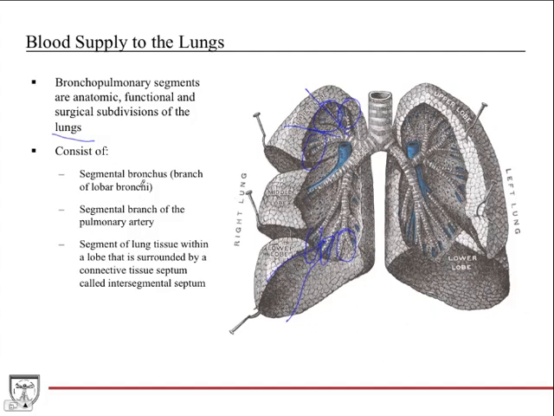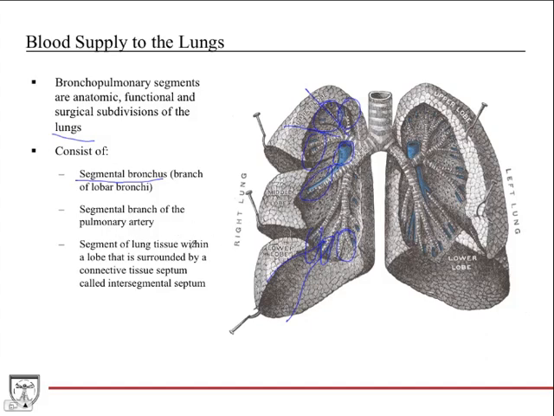And each of these bronchopulmonary segments consists of a segmental bronchus that we've pointed out here, which is a branch off the lobar bronchi, and a segmental branch of the pulmonary artery. So here's a pulmonary artery, and remember, it's carrying deoxygenated blood, so that's why it looks blue here. These segmental branches of the pulmonary artery are carrying blood to each segment to receive gas exchange.